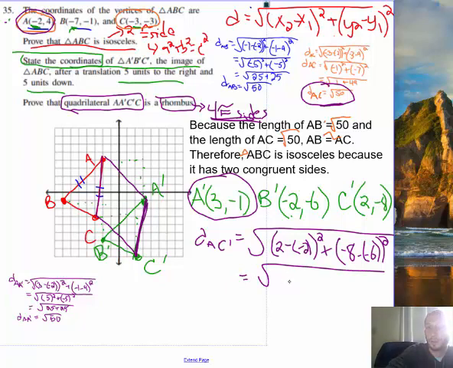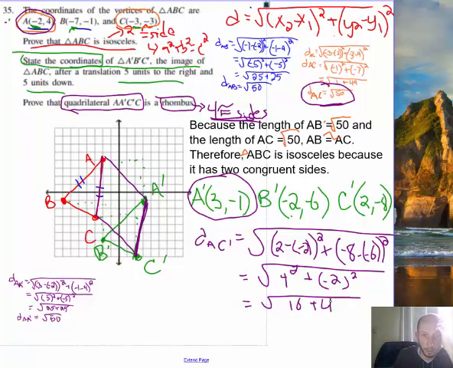Something weird is happening. I think I see what's happening. 2 minus negative 2 is 4 squared plus negative 6. Negative 8 minus negative 6 is really plus 6, which is negative 2 squared. And I'm glad I made a mistake because this just happens all the time. I'm getting 16 plus 4, and I'm getting the square root of 20. And that's not the same. And I know it has to be the same because it's a rhombus.